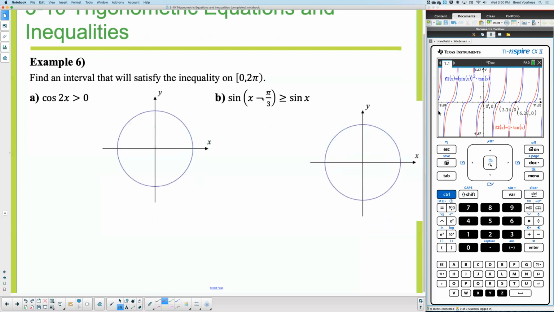All right, now let's take a look at example 6. It says find an interval that'll satisfy the inequality on 0 to 2 pi. So this time what we're going to do different is we're going to solve the same way. So I already have this isolated. I want to know where cosine is greater than 0. So I'm going to do the same thing we've done before.